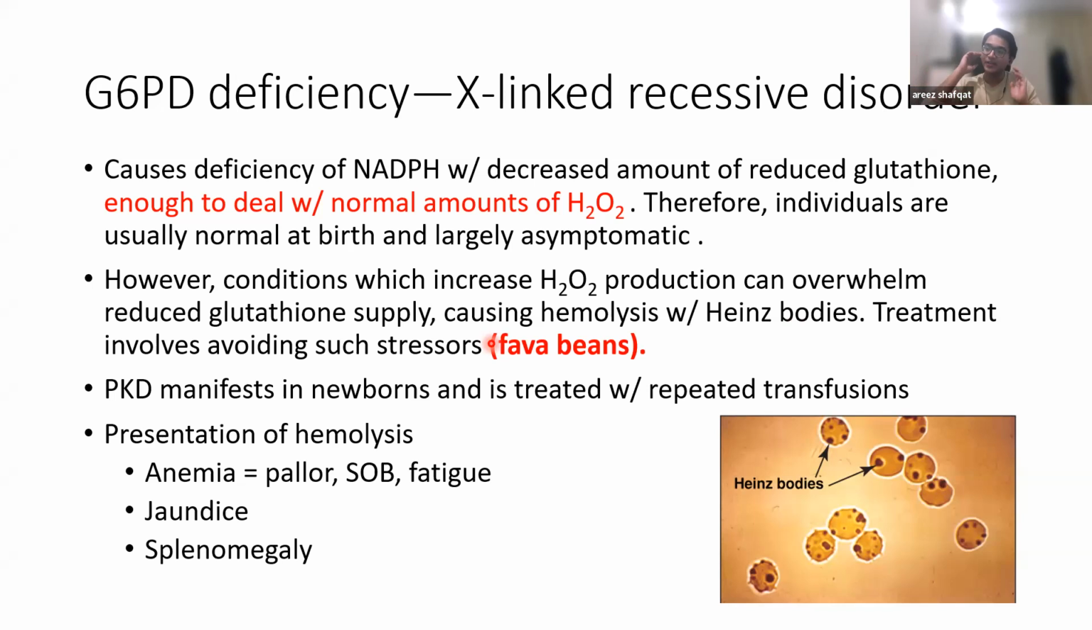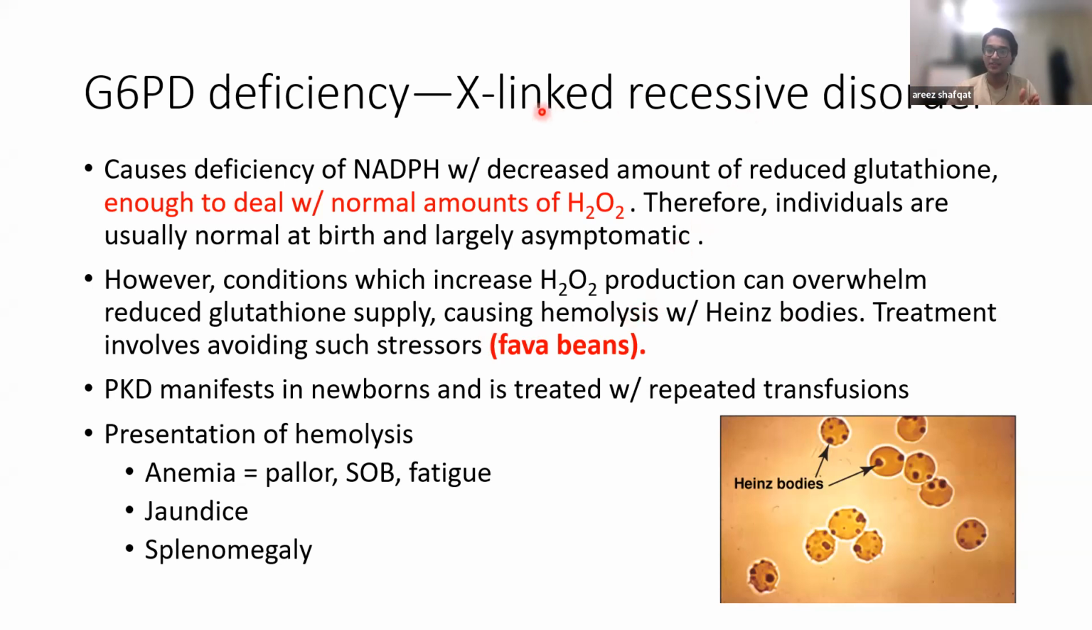So the classical scenario that you probably will get in your exam is a normal patient who's living a normal life. He consumes a meal, and all of a sudden he develops hemolytic anemia. And when they see his blood under a microscope, they see Heinz bodies. Then they'll ask you a question about that. That's the classical scenario of a G6PD deficient patient.